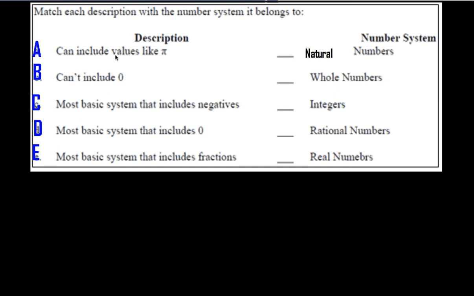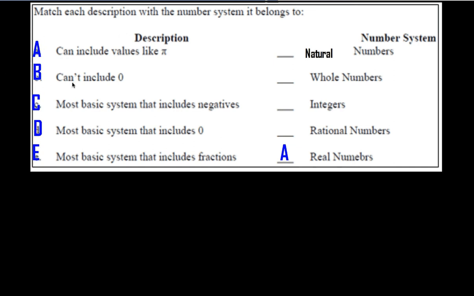So it says it can include values like pi. Again, we remember that's 3.14159, so on and so forth. It does not end. It does not repeat. So it is irrational. However, I don't see any irrational values or subset labels on the side. However, what type of number is it? You guessed it, it is a real number. So once we use it, we're not going to use it again.